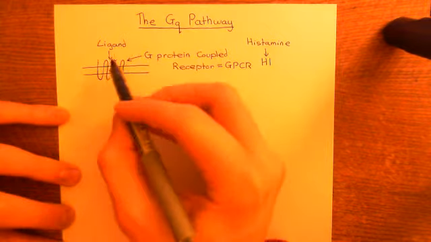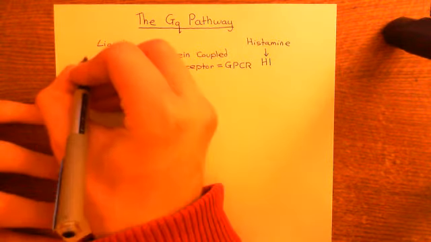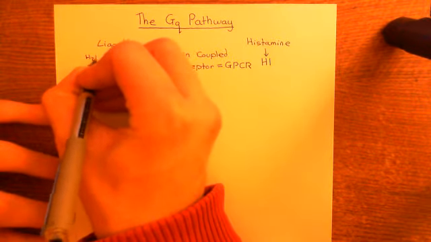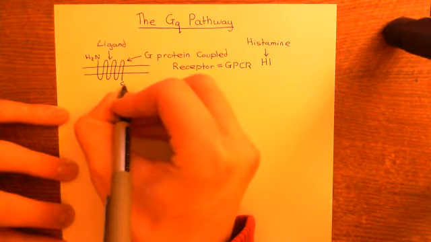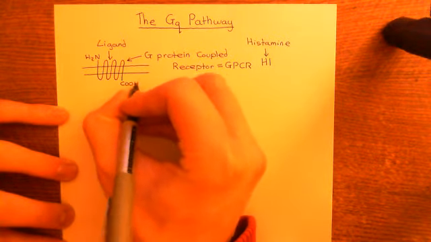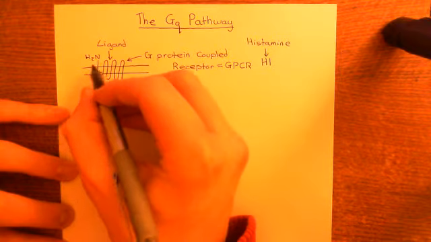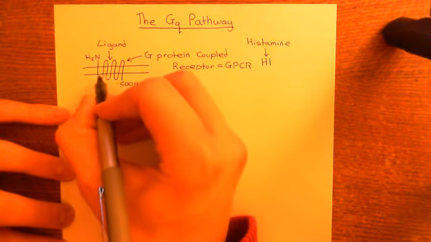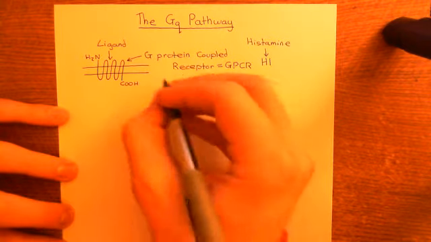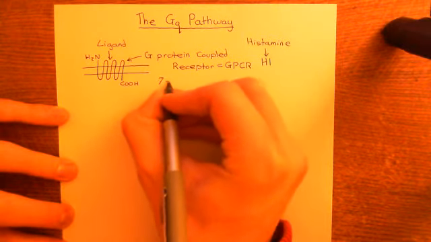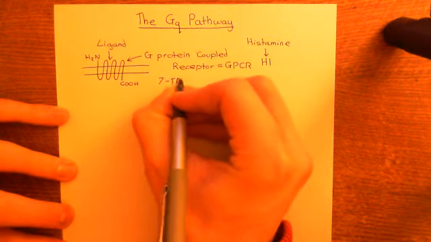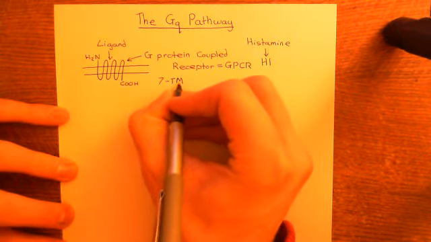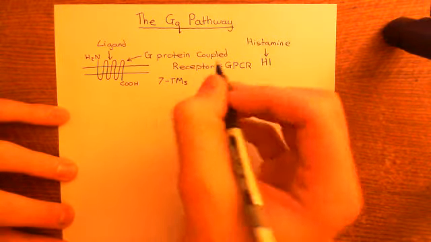All G protein coupled receptors have their amino termini extracellularly, and their carboxylic acid terminus is intracellular, and they have these 7 membrane-spanning alpha helices. This is why G protein coupled receptors are also known as 7TMs, for 7 transmembrane regions.